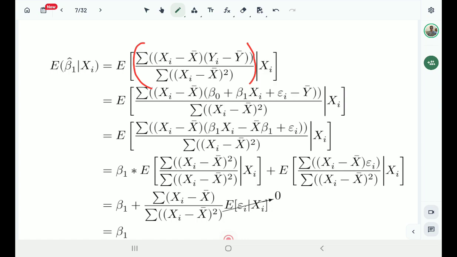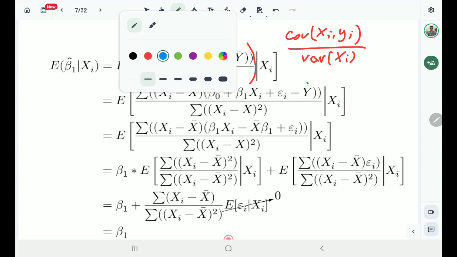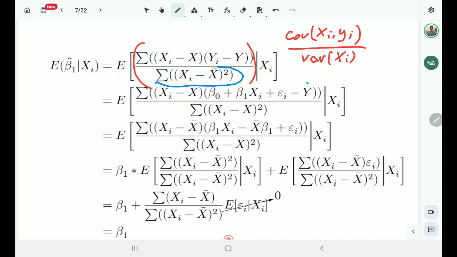Obviously, we use an alternative formula for beta 1 hat. It was covariance of xi yi divided by variance of xi, right? So you can have a look at this. The denominator part is actually the formula for variance multiplied by n. So basically you can multiply both denominator and numerator by n, and nothing is going to change.